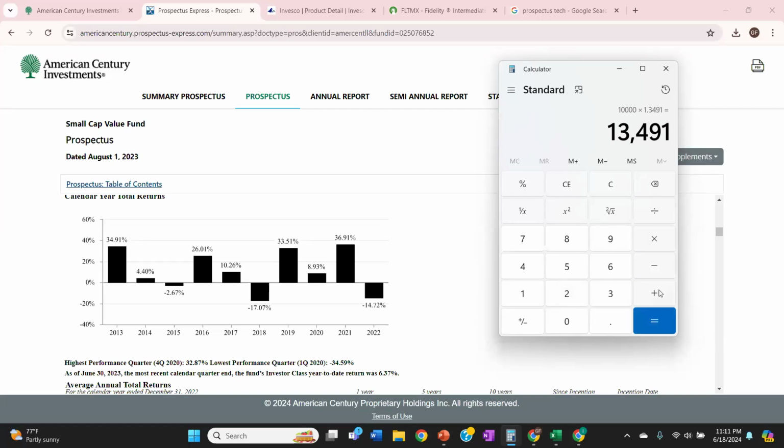Now, the beauty of these investments is they're compounding on themselves. This is not simple interest. So that second year, that 4.4%, that's not on the original 10,000. That's on the 13,491 that you just grew it to. So what happens when you compound 4.4% times your original 13,000? 1.0440. Now you're up to 14,084. So in 2 years, you've done pretty well for yourself, compounding.